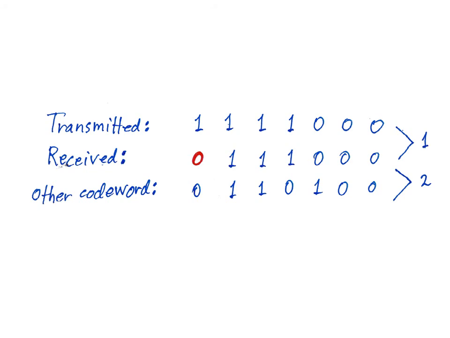What we received, therefore, may be compared to all the valid code words, and the nearest one to it, the one that was transmitted, will be selected as being that which we suppose had been actually transmitted. The nearest other code word to this is distance 2 away, and I show that below.